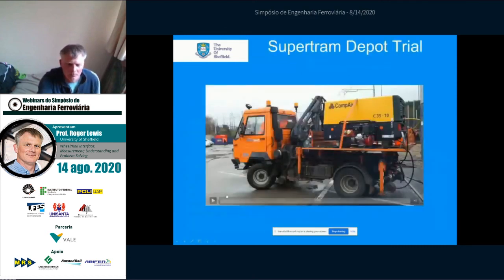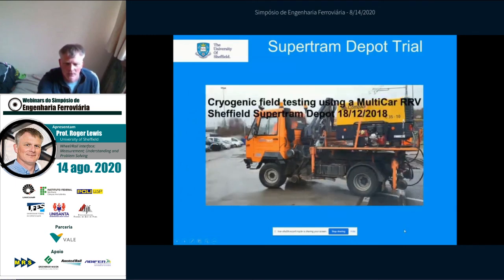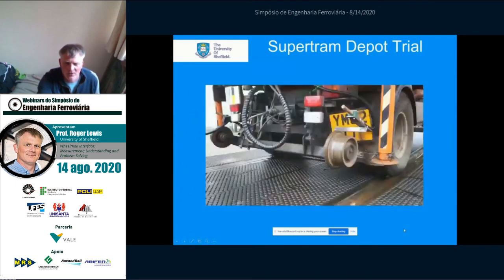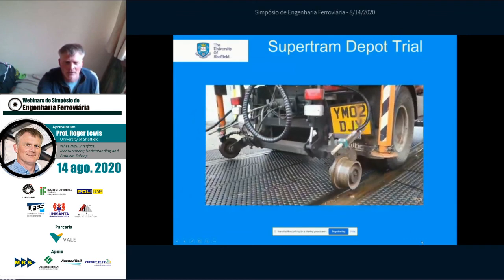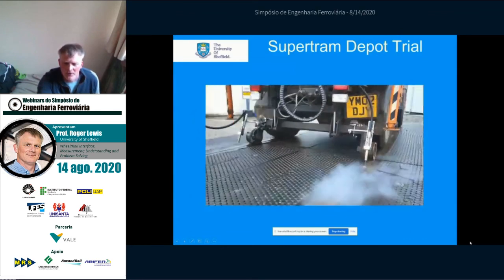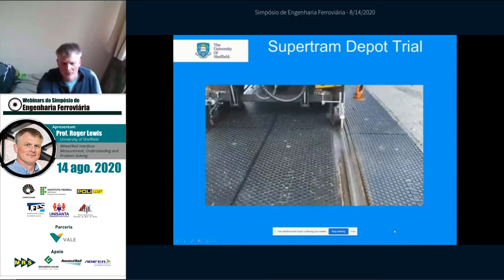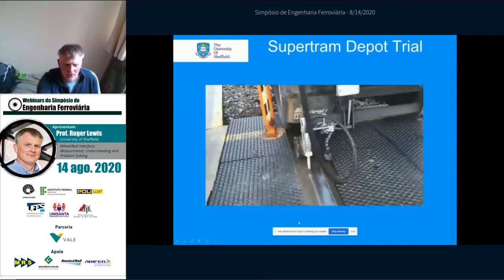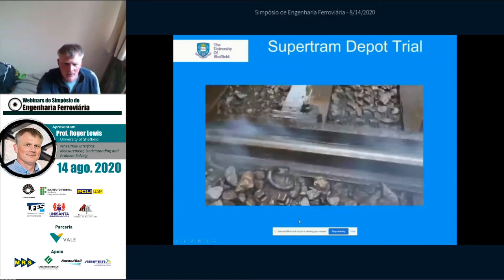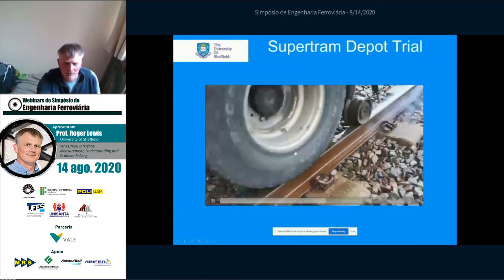I'm going to show you a quick video of it in operation. This is in the yard of the tram network in Sheffield, Supertram. Hopefully you can see this okay. We've got it mounted on a road-to-rail vehicle here. You can see the jets now firing here. We've simply got wet rail, so it's oxidized, but we're completely removing the oxide and the water as well, and leaving a nice clean railhead.